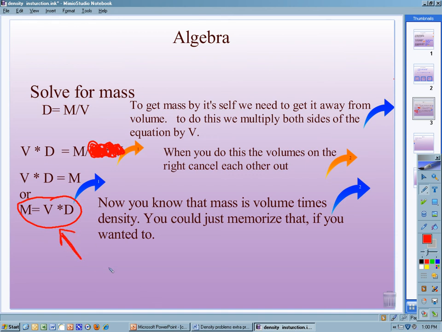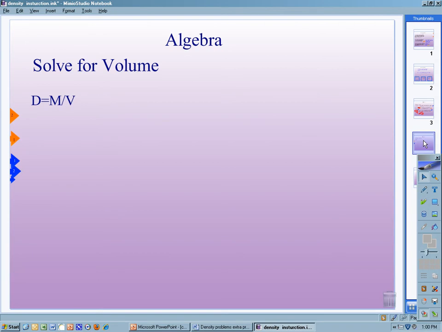If you memorize the formula, then you don't necessarily have to do the math each time. All right? You could also solve for volume. If you're using algebra, you could solve for volume. Now, you already know that density equals mass divided by volume.